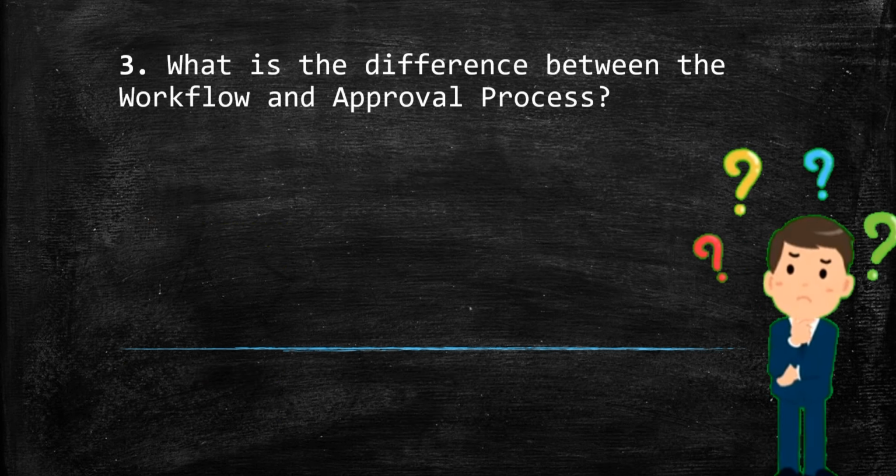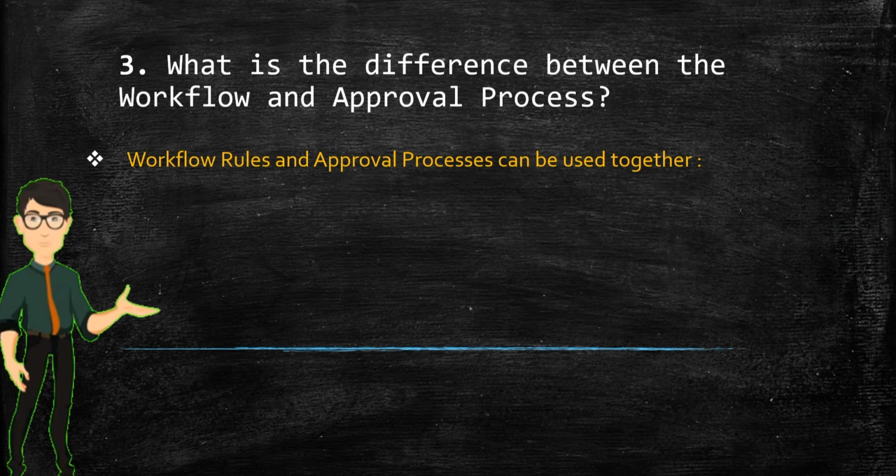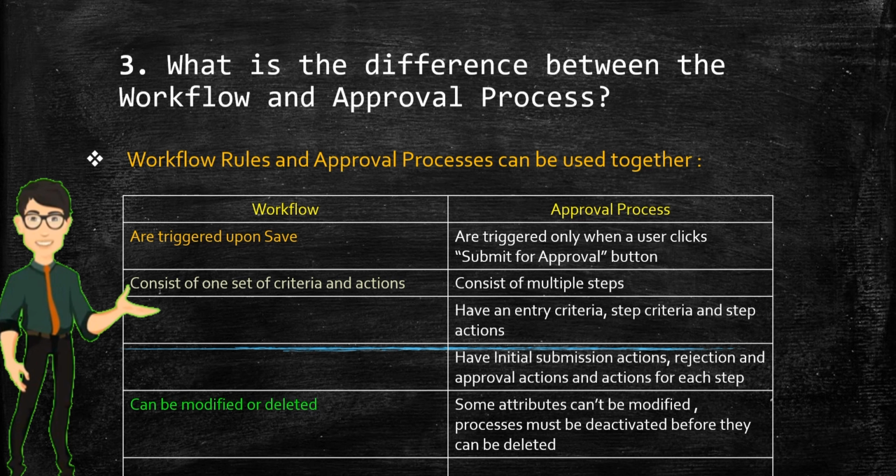So the third question is, what is the difference between workflow and approval process? The workflow and approval process can be used together. Here is the difference: workflows are triggered upon save, and approval processes are triggered when a user clicks on the submit for approval button.